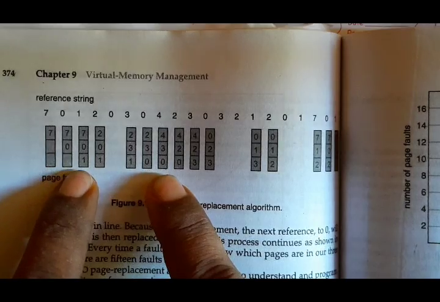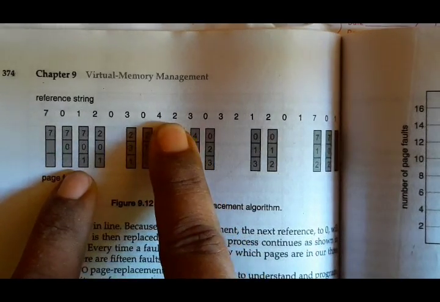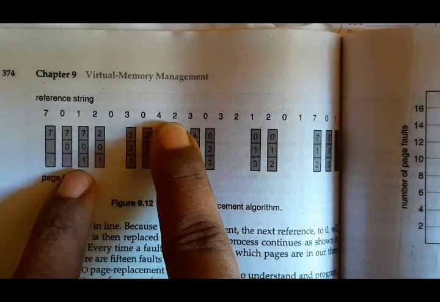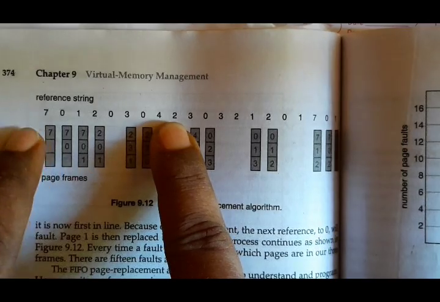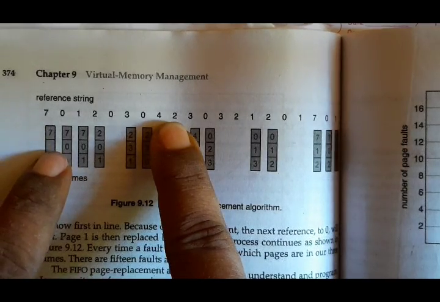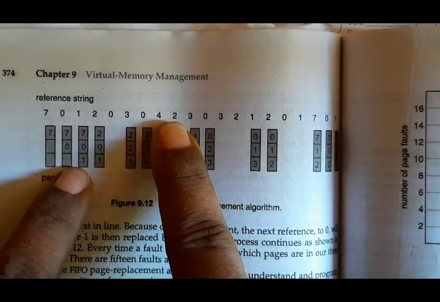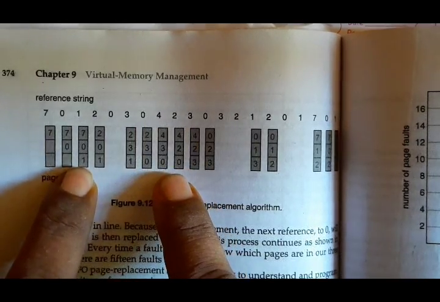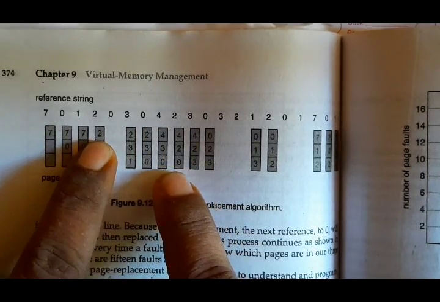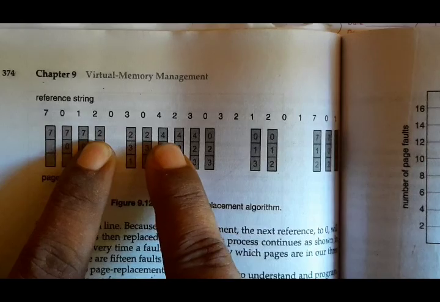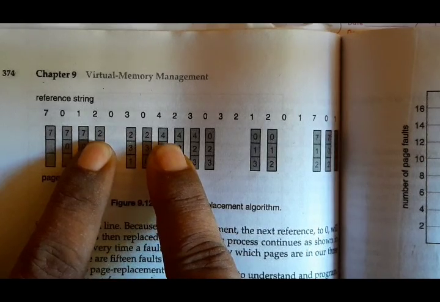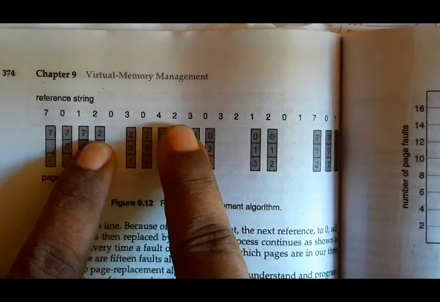Till here is completed. After that, next page is 4. So 7 you replace, 0 also you replace, 1 also you replace. Next, in place of 2 you have to replace 4, like this. Clear, no?